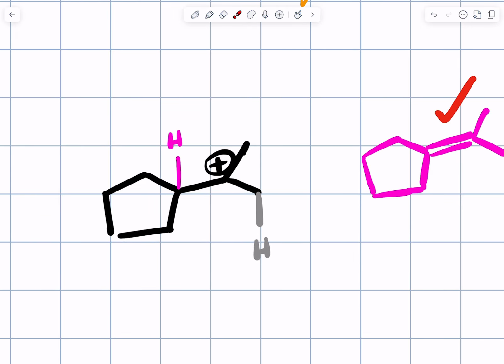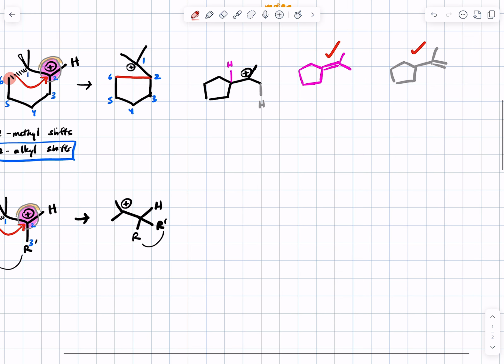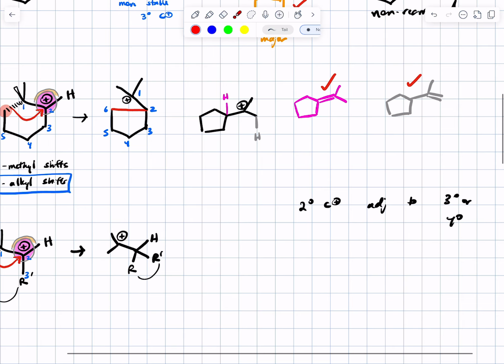Later, when you learn about the biosynthesis of cholesterol, you will see that there are a ton of carbocation rearrangements in that process, and some of them involve tertiary to tertiary. But remember, the situation you're looking for, where you're going to worry about it, is a secondary carbocation adjacent to either a tertiary or a quaternary carbon. So no, you wouldn't worry about that as far as I'm concerned.